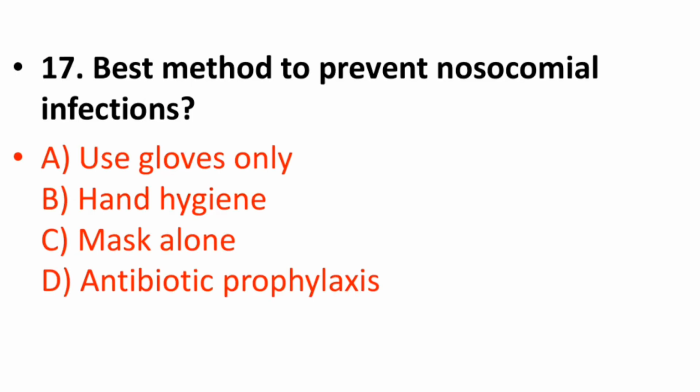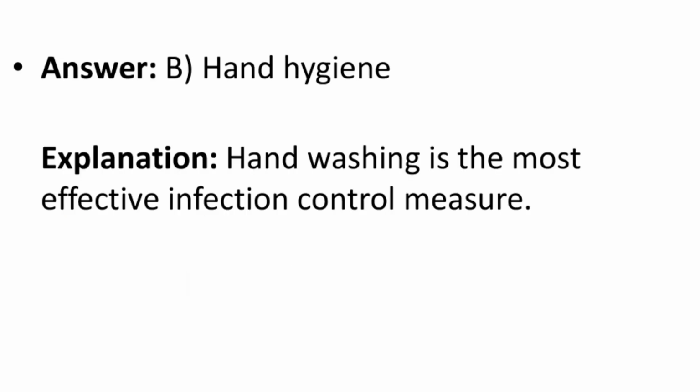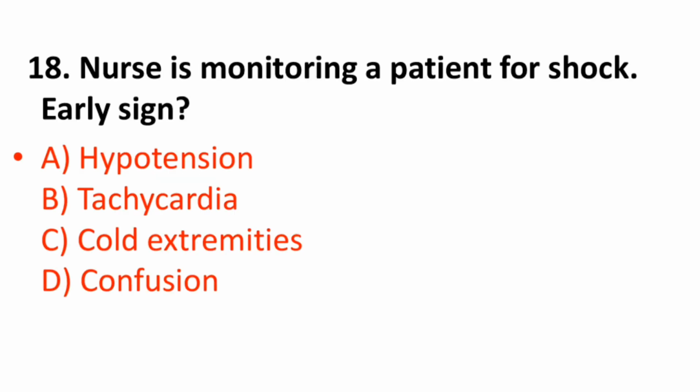Best method to prevent nosocomial infection. Option A, use gloves only. Option B, hand hygiene. Option C, mask alone. Option D, antibiotic prophylaxis. The correct answer is option B, hand hygiene. Hand washing is the most effective infection control measure to prevent nosocomial infections in the hospital. Hand washing, or hand hygiene, is the most effective method.